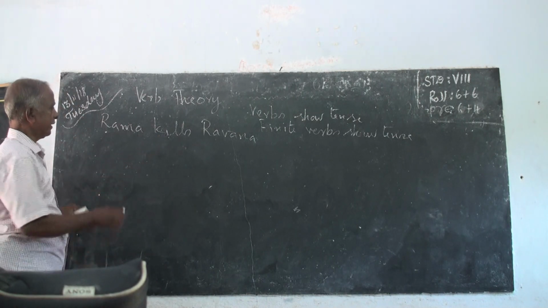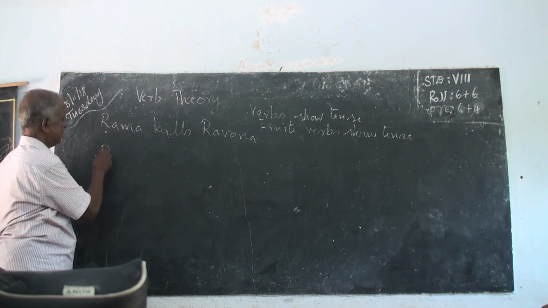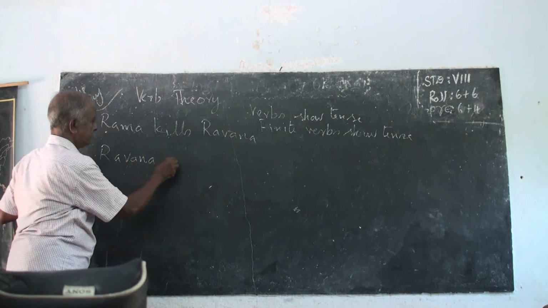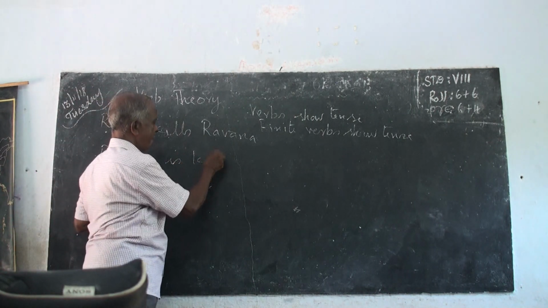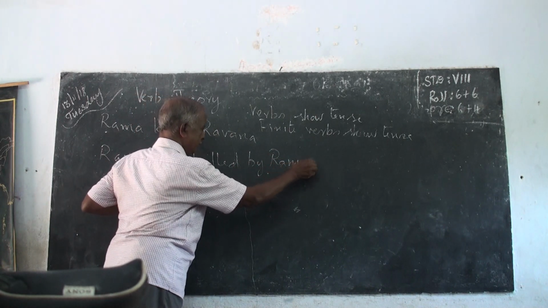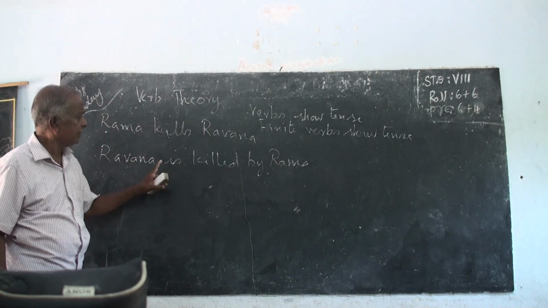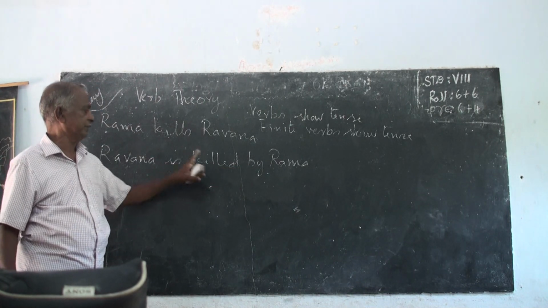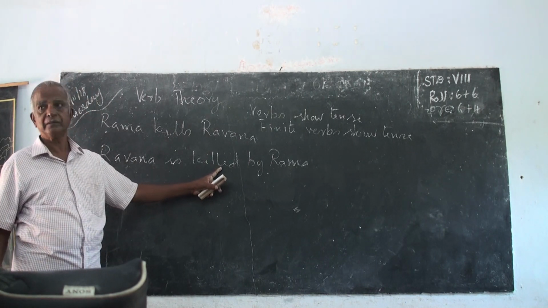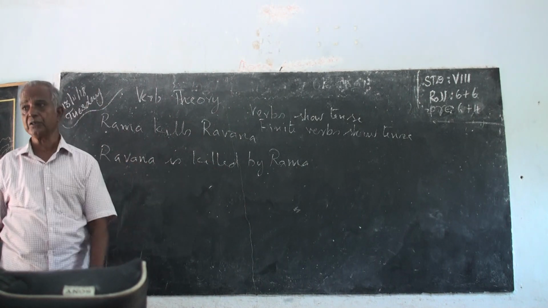When you convert this into passive voice, we say Ravana is killed by Rama. I said there must be a by phrase. Here, what verb is this? This is not a finite verb because it will not show tense. Here, the supporting verb will show tense.